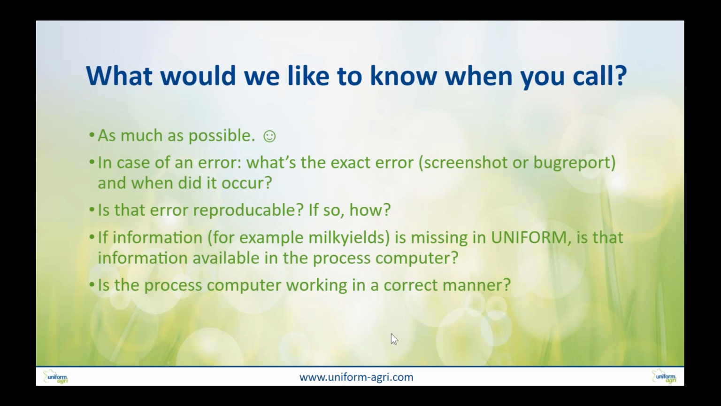Is the process computer actually processing the new information in a correct way? So we can send a new calving to the process computer, and it might say, "Okay, thanks, I will accept it and store it in my database." But is it then also forwarded, processed into the hardware of the process computer? So is the missing information getting stuck between Uniform and the process computer? That's when we come in. But is the information stuck somewhere between the process computer software and the process computer hardware?